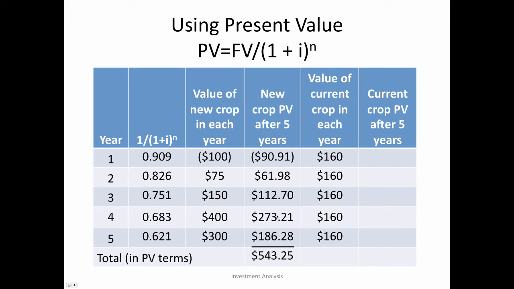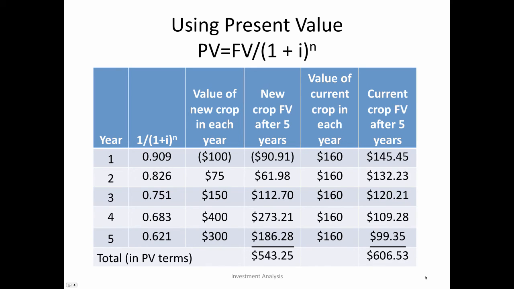Now again, all I'm doing in any particular year, let's take year 4, is multiplying the discount factor in year 4 times how much I would expect to earn from that crop in year 4 to get $273.21. I can do the same arithmetic to determine the present value in each one of those years of the $160 I would get from the current crop. And if I do that, what I find is that I end up with a total of $606.53.